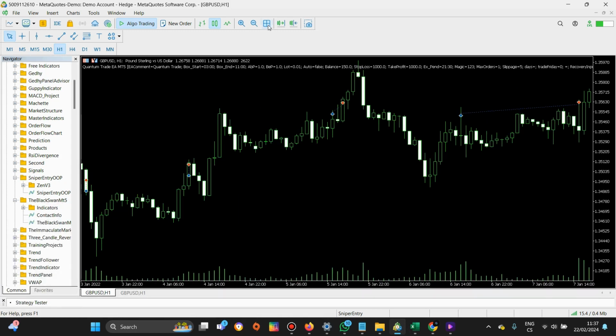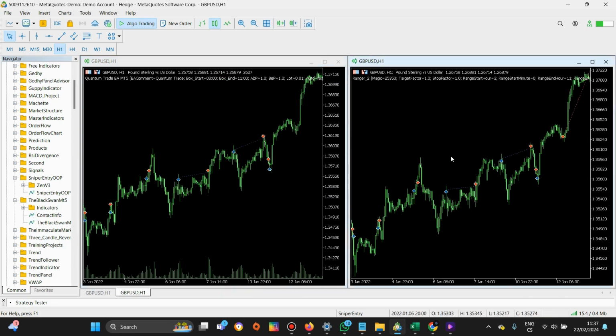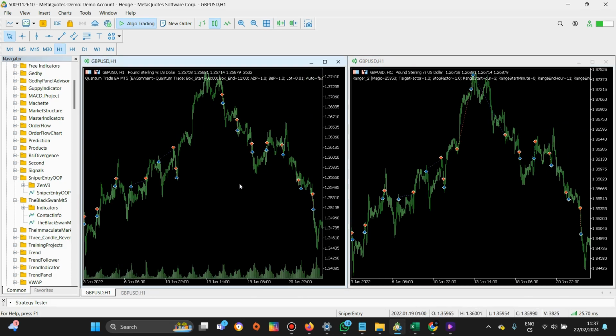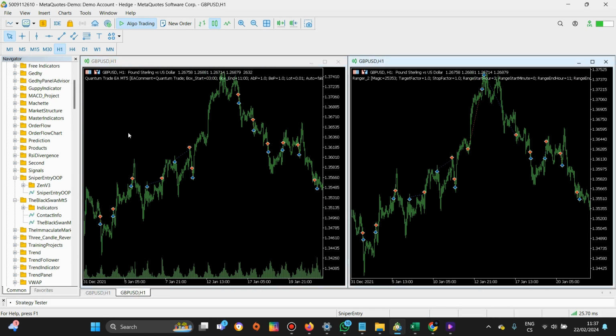So here you can see side by side the charts for the backtest of both of these EAs. On this chart is the Quantum EA, and on this chart is my Ranger EA. And yeah, let's check it. You can see that the position and the duration of positions is almost the same. So here we took some positions, and my EA did the same thing with all of these 4 positions.